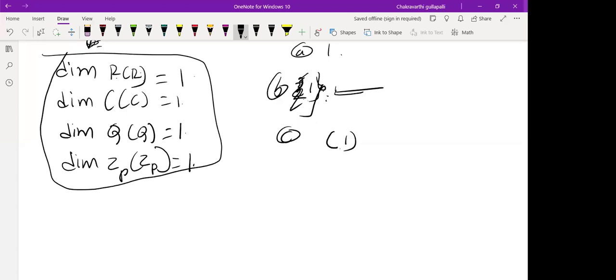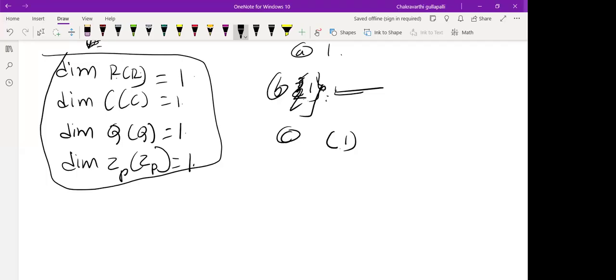How did we get this? Every element here should be expressible as a scalar into a vector. The common vector for every a should be fixed. So that vector which is fixed is 1. Therefore, singleton {1} is a basis.